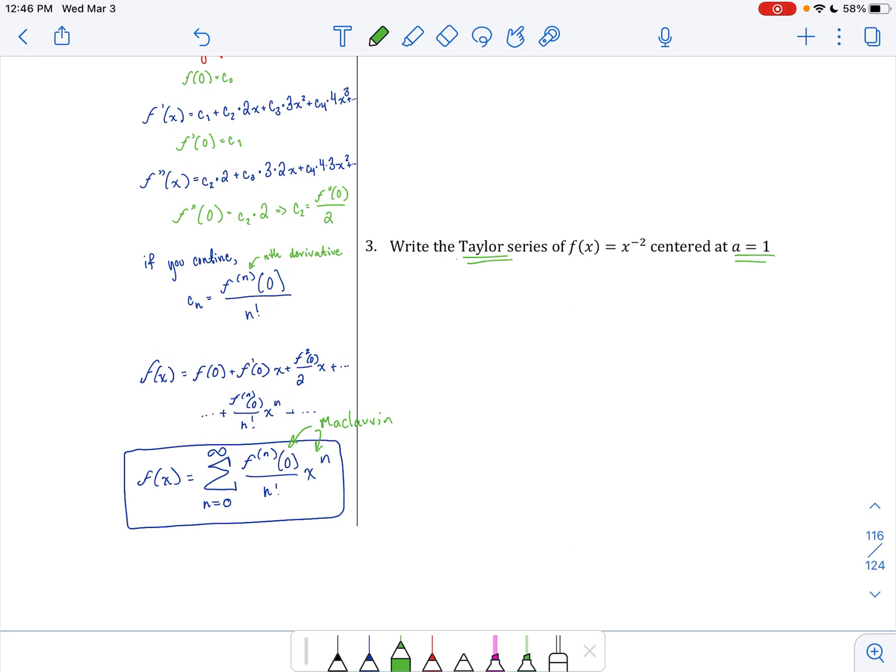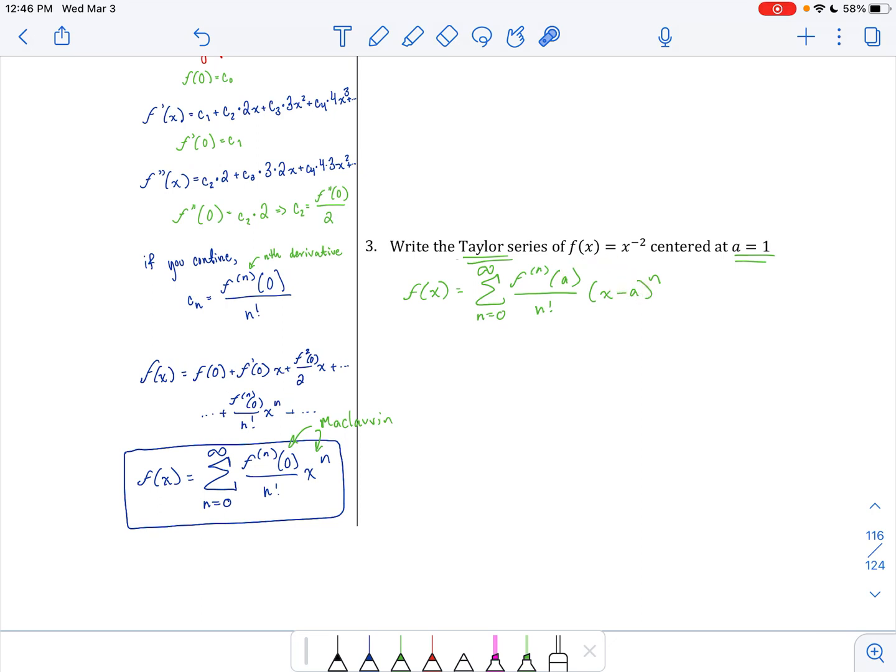Taylor series states nearly exactly the same thing, but what's different is that the center point is different. f of x is equal to the infinite series from n equals 0 of f, the nth derivative at the center, which is a, over n factorial, times x minus a to the n. So the only difference is that Maclaurin is centered at 0, while with Taylor you can center it at any point.